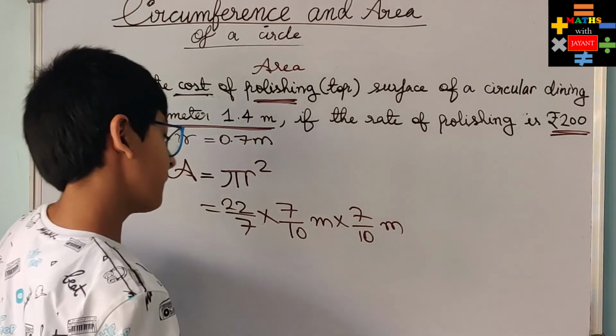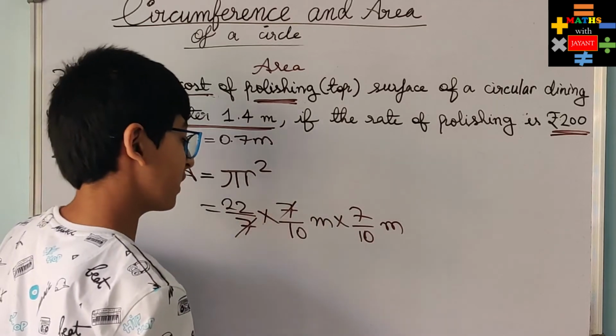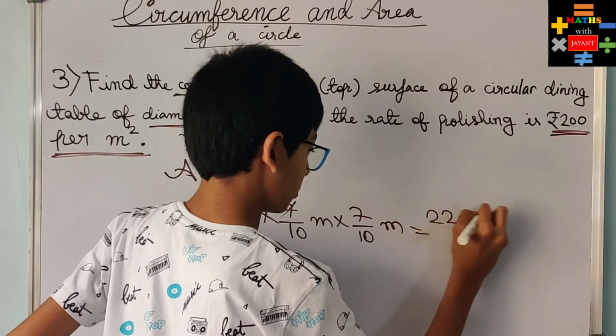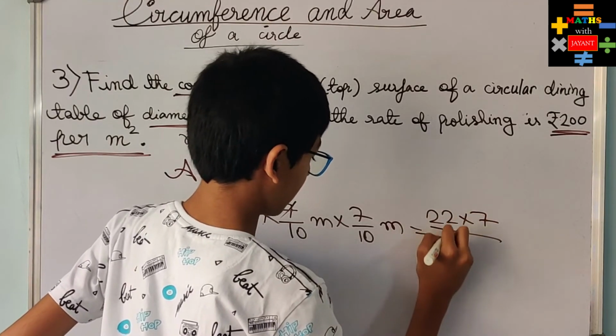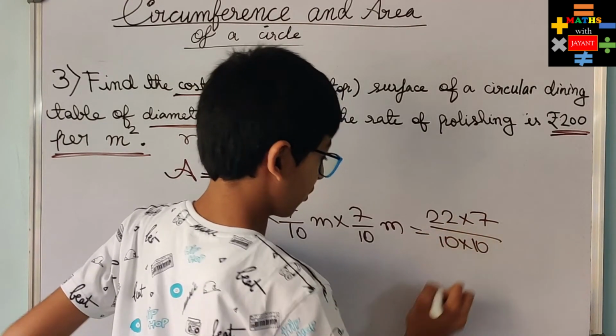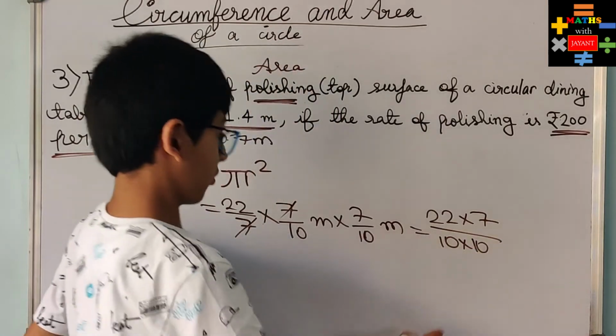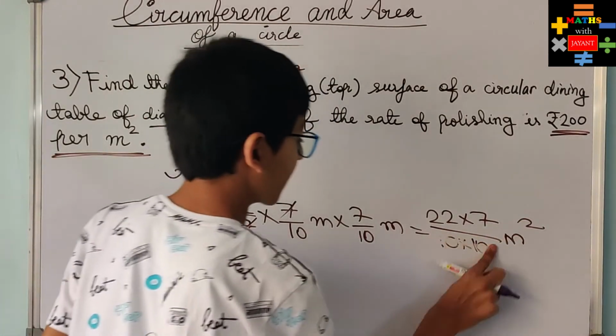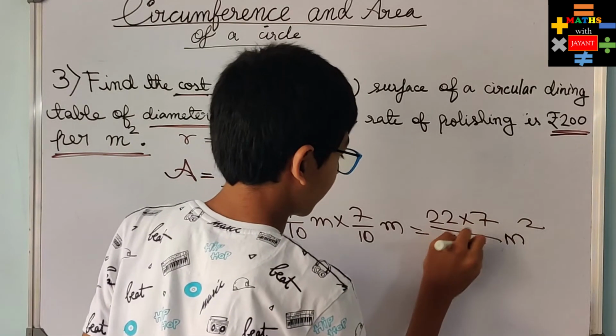No problem in that. Now 7 and 7 fully cancels. So what we've got now is 22 into 7 divided by 10 into 10, which is just 100. So this becomes this much meter square. 10 tens are 100. Let's keep it here.